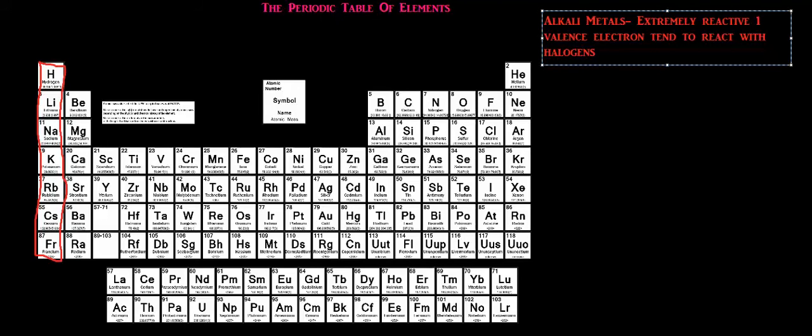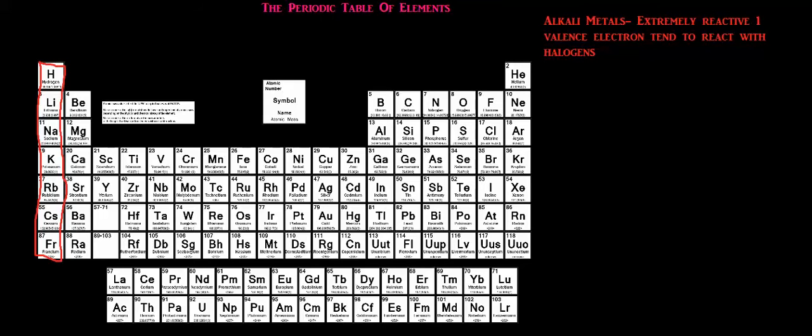So let's say we're playing bingo and you have one space left. You're very anxious to get rid of that space and call bingo. In the same way, alkali metals are extremely reactive because they have that one valence electron they want to get rid of or combine with another element to get 8 electrons.